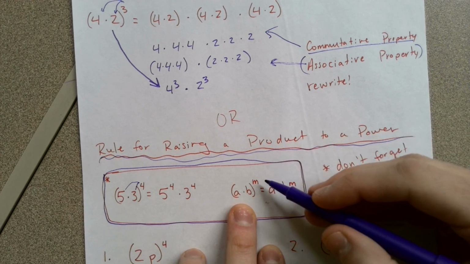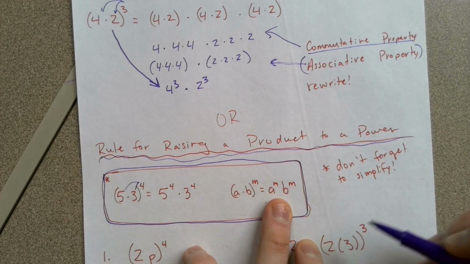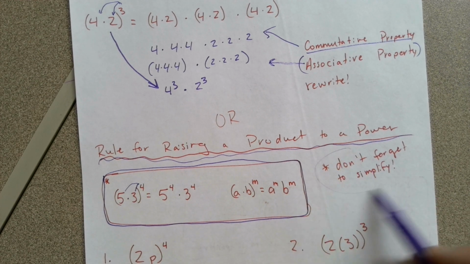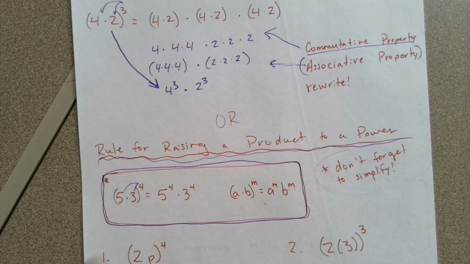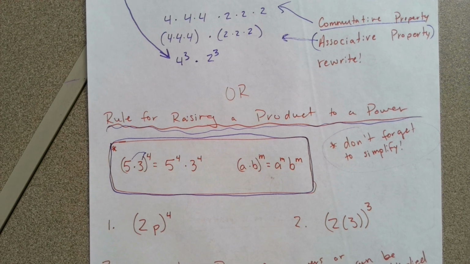Here's what this would look like if we did it with variables. So we put that m on each thing, and we have a to the m times b to the m. And I just put this in here because we still can't forget to simplify when we're doing things like this. This would not be our final form. We would still have to simplify from there. But a little bit easier for you.